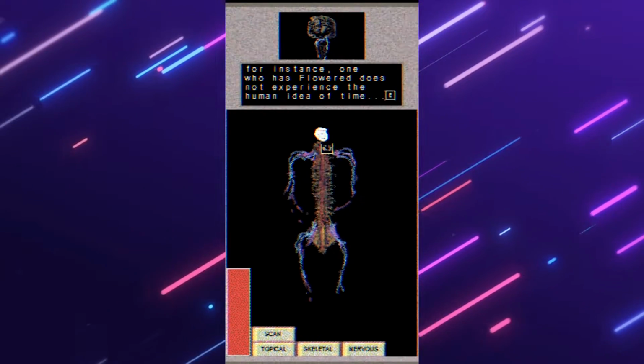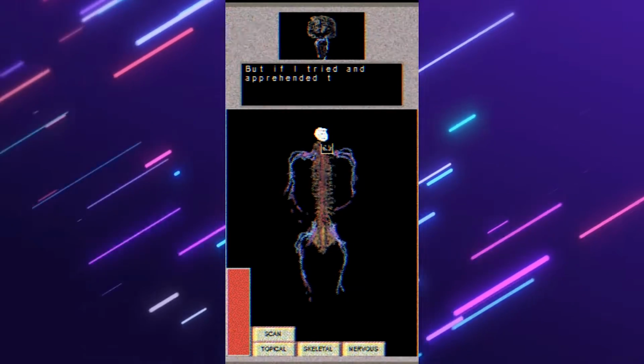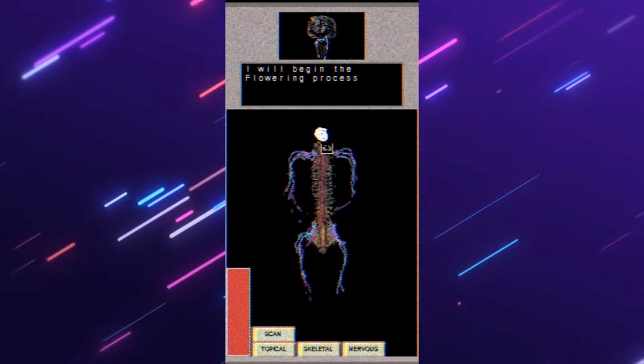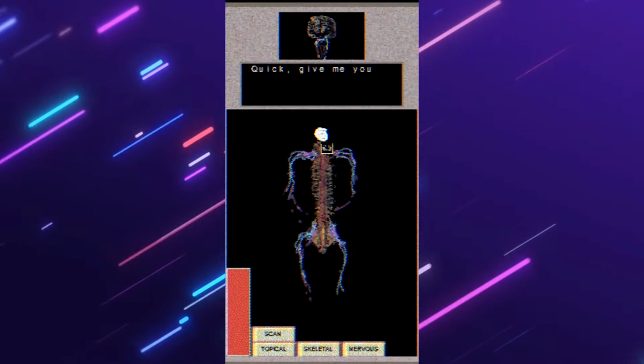He tells us that people who have flowered have no sense of time. If we as humans tried to grasp that concept, it would drive ourselves insane. The subject goes on to start the flowering process. He asks the player for their wallet to bite down on, which makes sense.